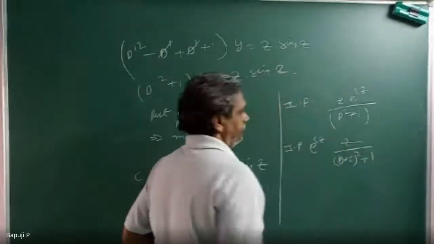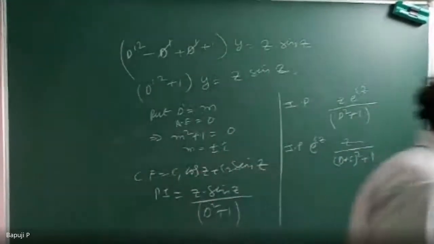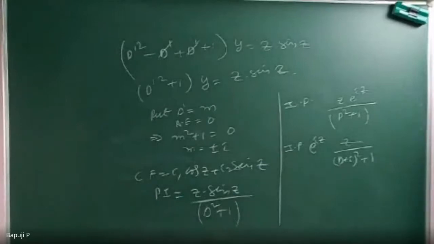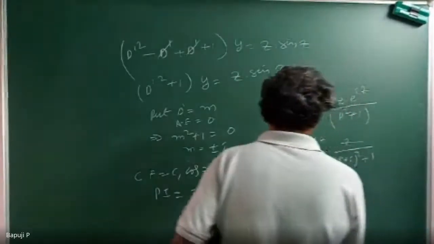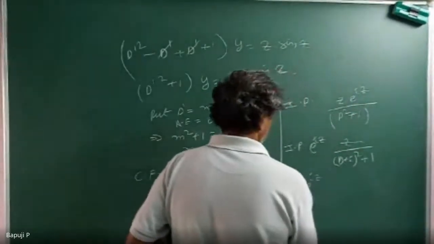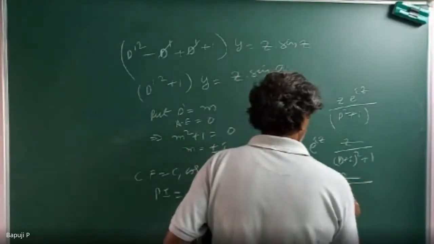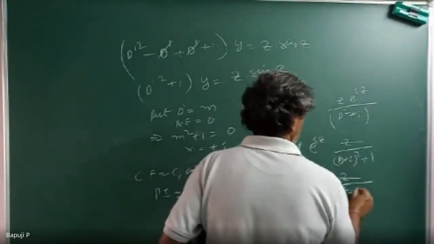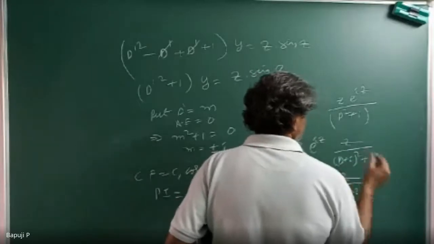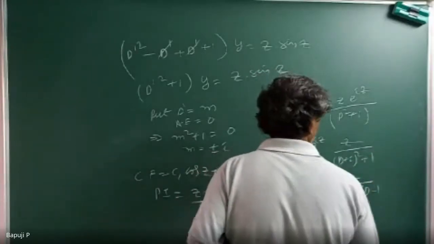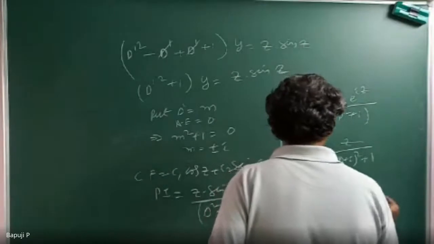Now simplify. d square plus 2id plus i square. Plus i square is what? Minus 1. Then plus 1.